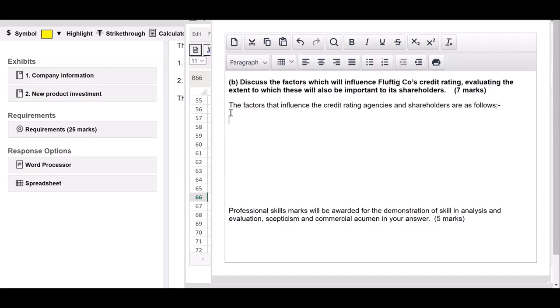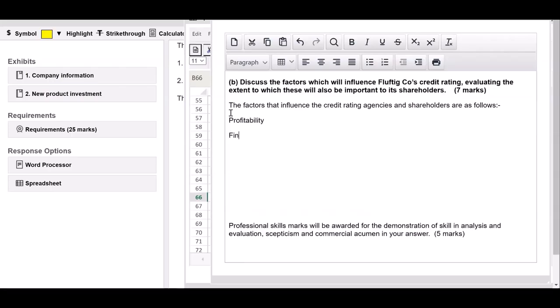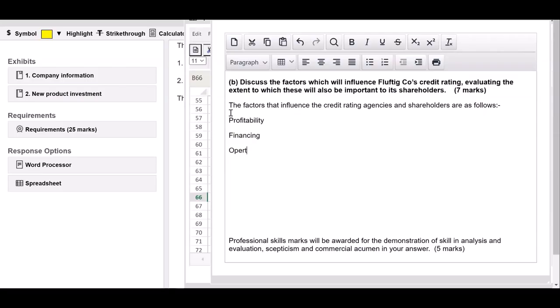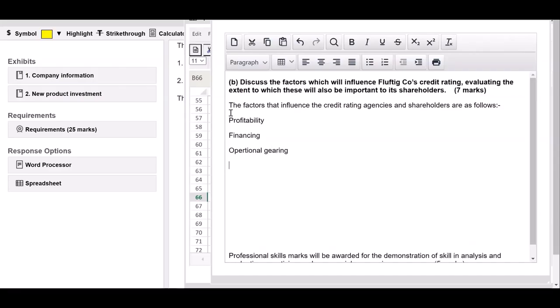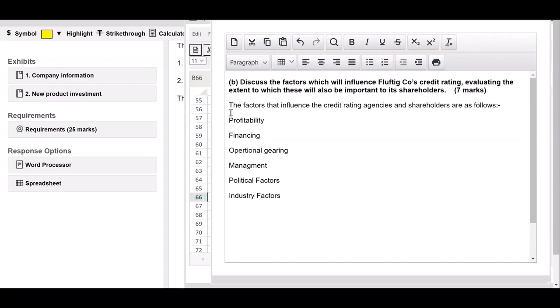What are the various factors? One, profitability; two, financing; three, operational gearing; four, the management of the company, which is important for both credit rating agencies and the shareholders; five, the political factors; and finally, yes, we can mention the industry factors as well.